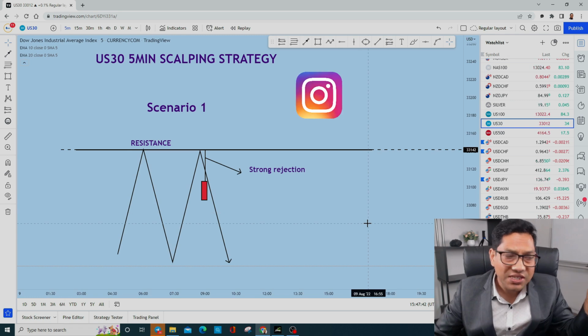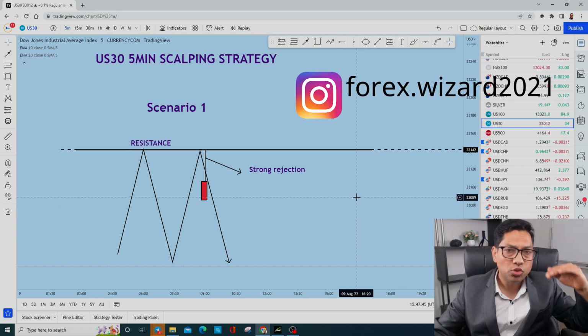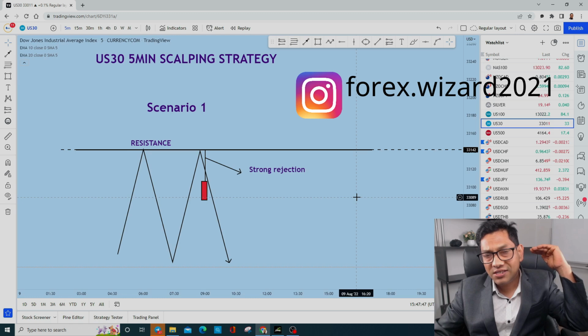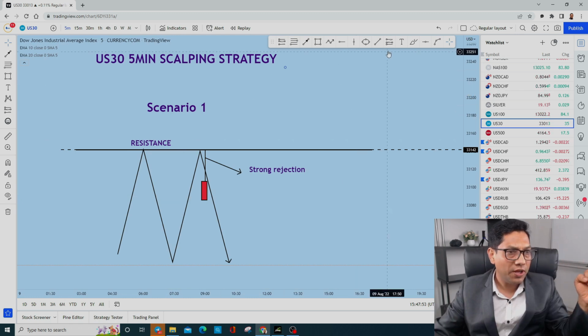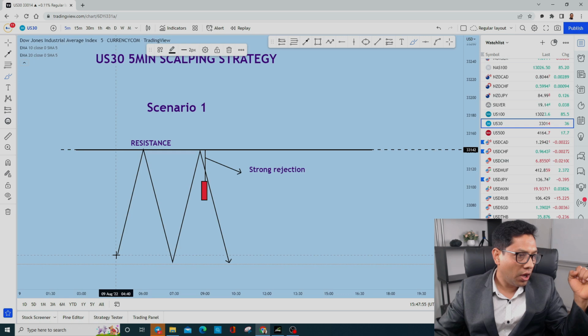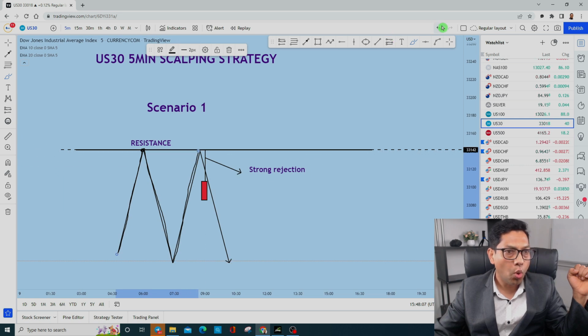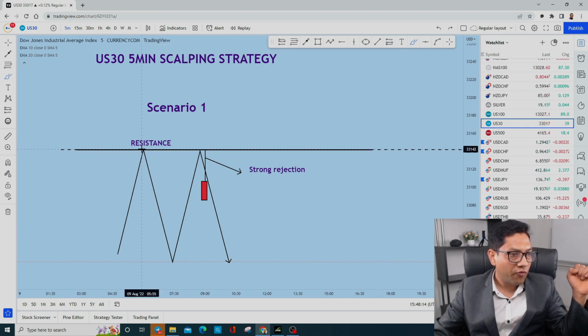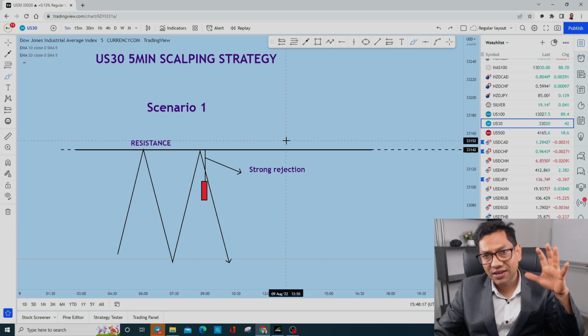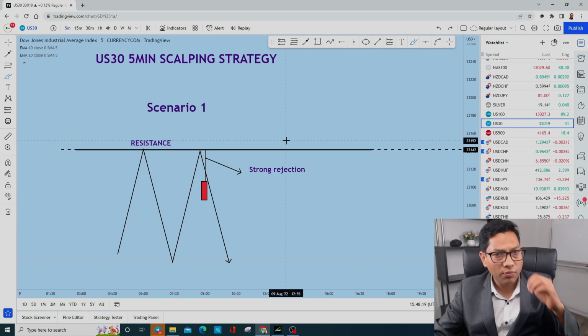So the first scenario in this strategy is we will first of all be considering a support or resistance. Let's assume that the market created an impulse to the upside and came to this level and then came back down somewhere here and then again went back to the same level. So once the price went to the same level where the sellers sold the market from this point, when the price reaches that level, there will be some kind of reaction.